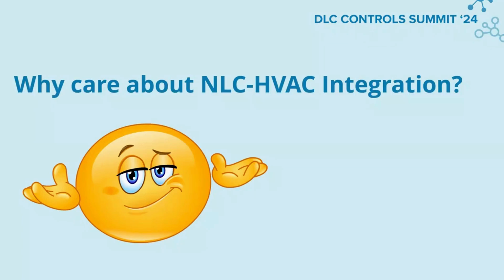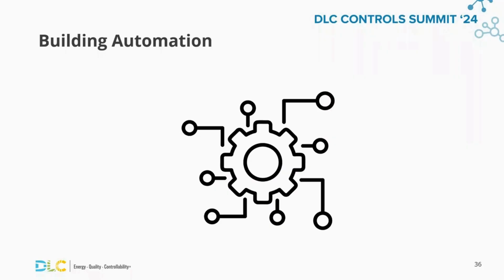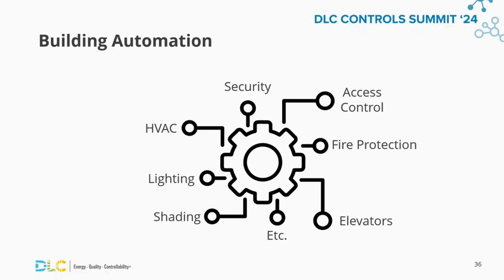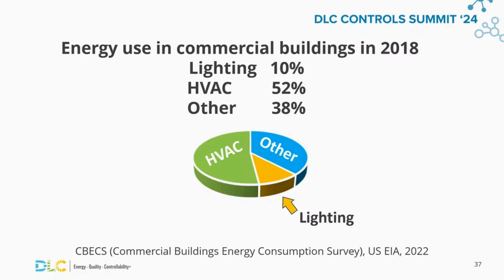Next, we'll explore some of the reasons why we at the DLC think NLC HVAC integration is important. You've probably heard about building automation as the wave of the future. Integrating lighting controls with HVAC controls is an obvious place to start for the lighting industry to move more into the world of building automation. HVAC is a good place to start because it uses a lot of energy. Today's commercial buildings use more than half of their energy for HVAC and about 10% for lighting.